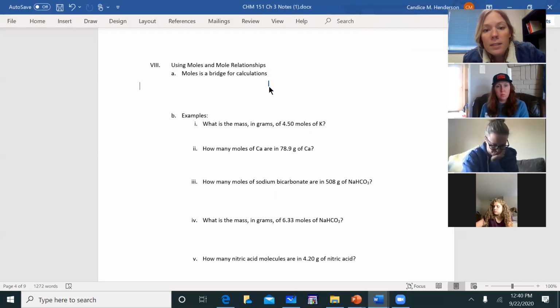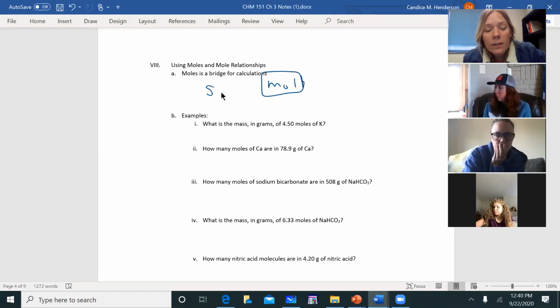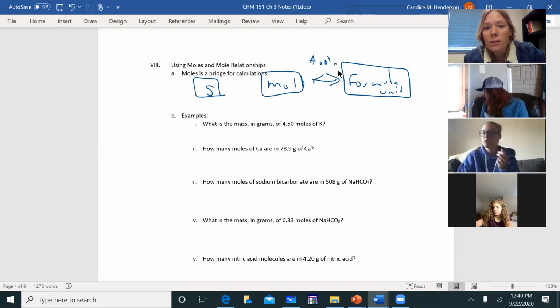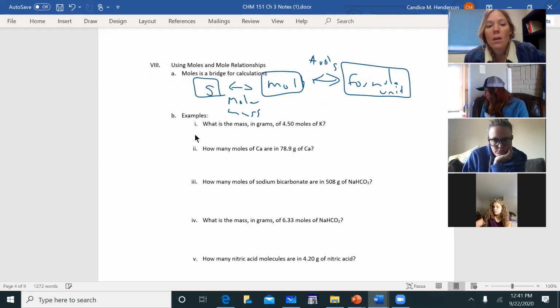So we'll put moles in the center. I'm going to put grams over here. I'm going to put formula unit over here. So in order to flip-flop between these two, I use Avo's number. In order to flip-flop between here and here, I use molar mass.